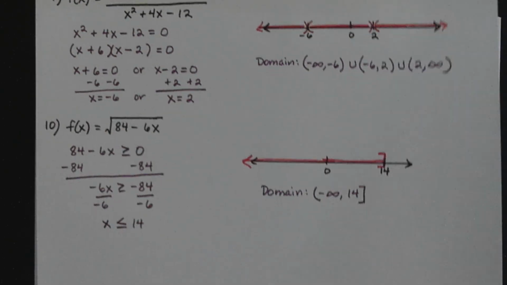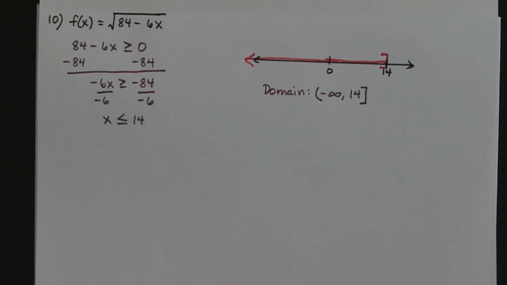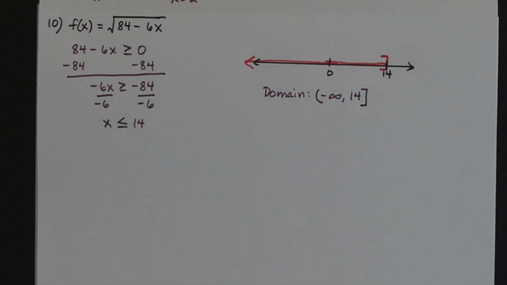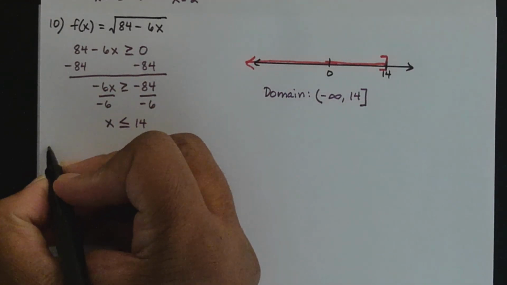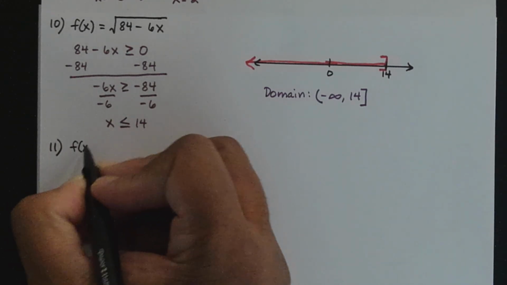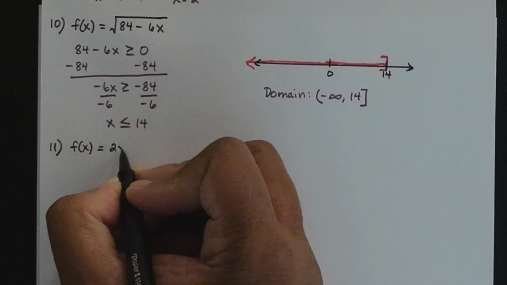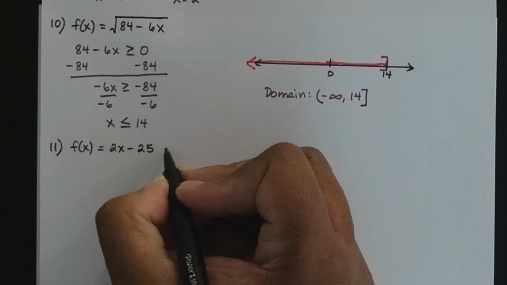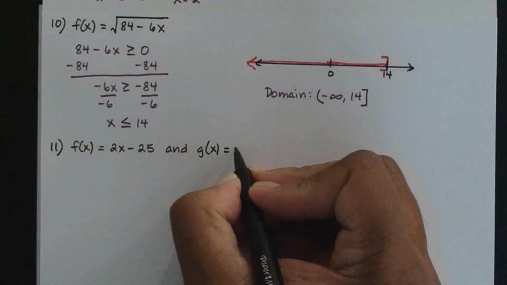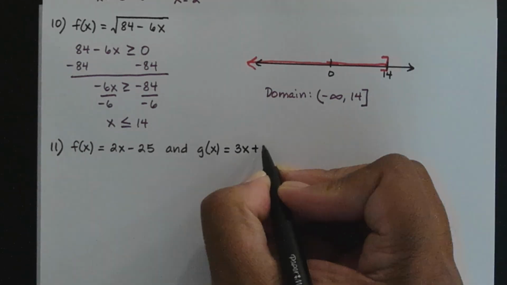Okay. Number 11 is the algebra of functions. And with that, all you'll be asked to do there is just find the sum, the difference, the product, and the quotient of those two functions, f and g. Don't worry about finding the domain. So here we're given that f of x is equal to 2x minus 25, and g of x is equal to 3x plus 7.